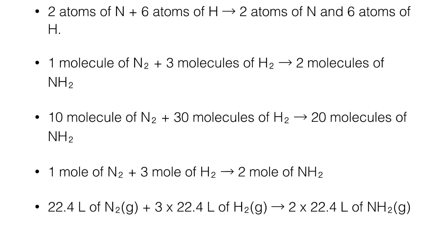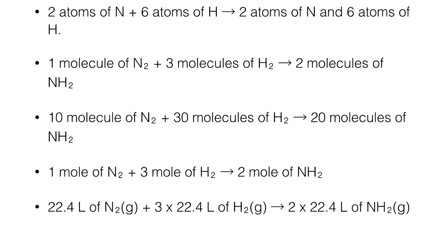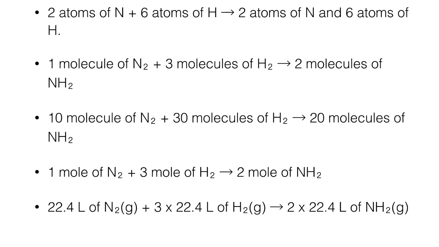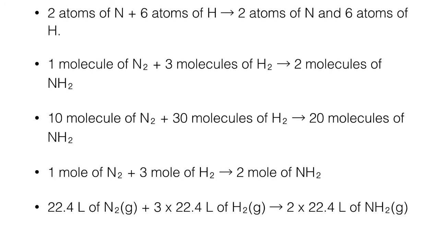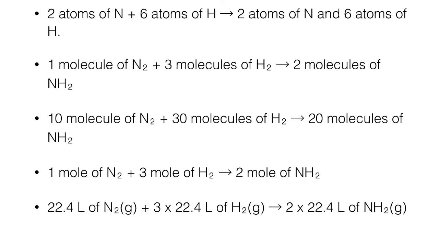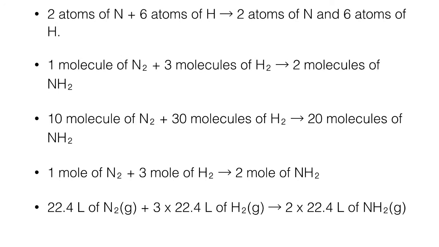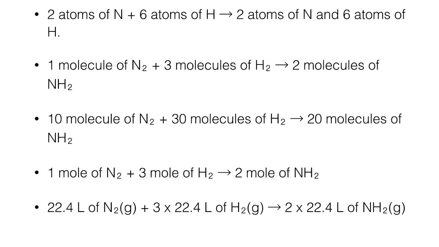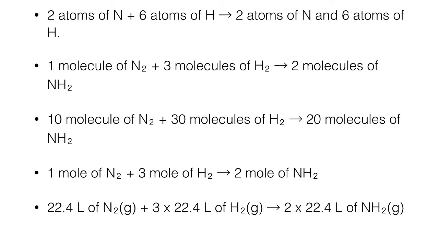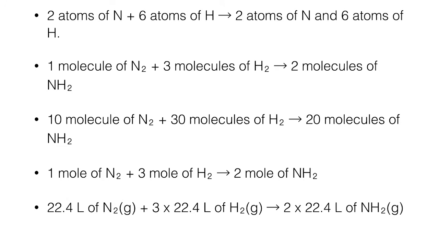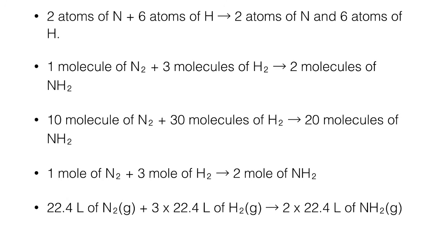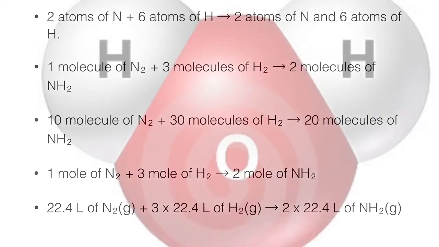And finally, we can look at this equation in terms of volume of a gas at STP. Again, this only applies if all of the substances are a gas and the conditions are at STP. Since 1 mole of gas at STP is equal to 22.4 liters, I've changed the information in the equation to reflect that. Instead of 1 mole of N2, we could say 22.4 liters of N2 plus 3 times 22.4 liters of H2 will yield 2 times 22.4 liters of the ammonia gas.